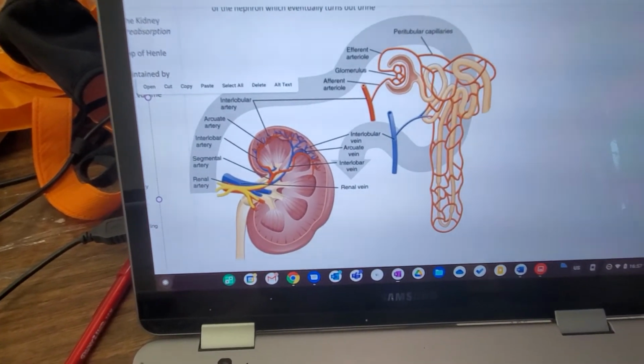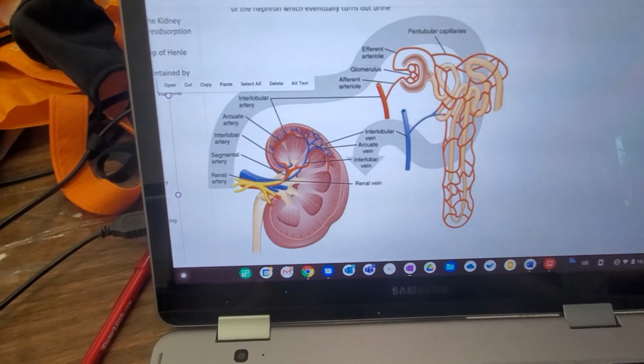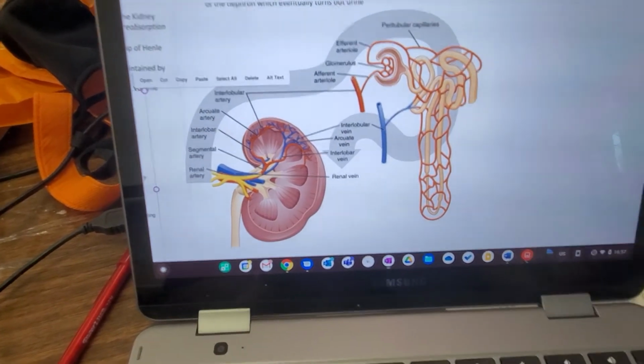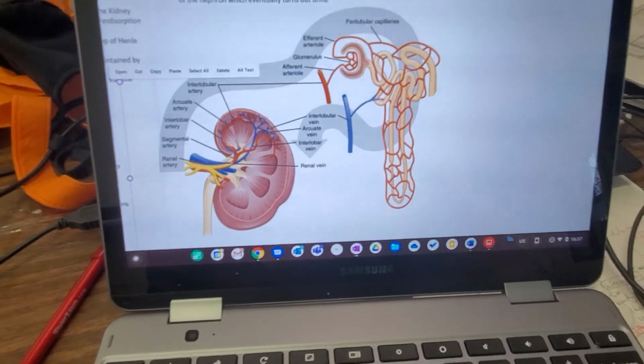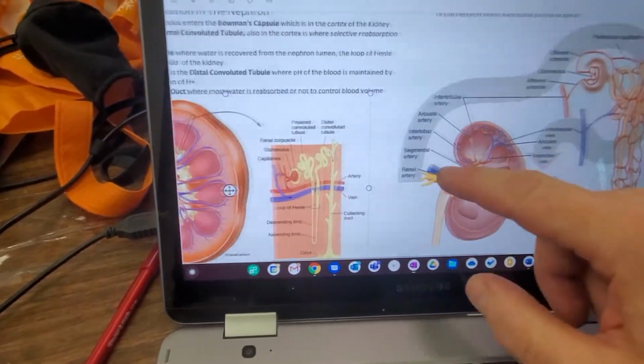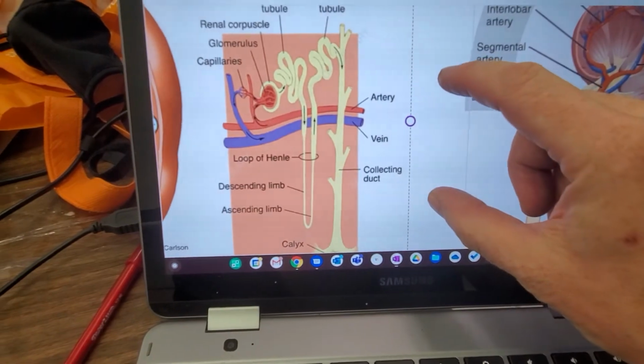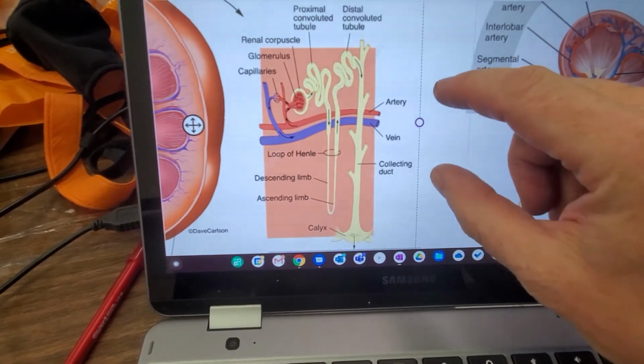What else do we need to say? Okay, the parts of the nephron. Let's talk about the parts of the nephron. Where is a good... There we go. There's a diagram with all the parts of the nephron.